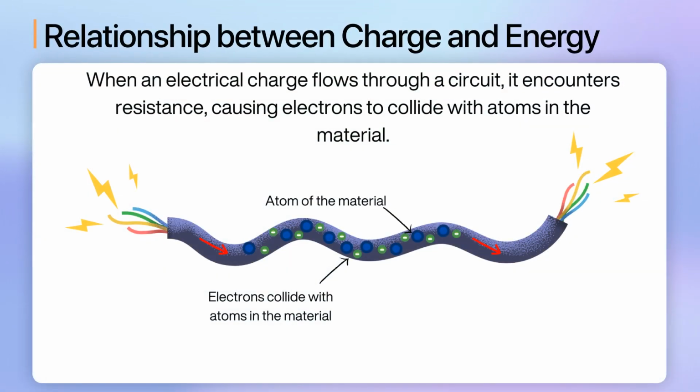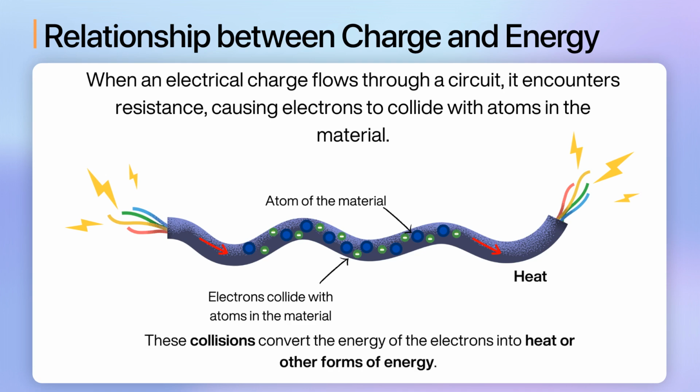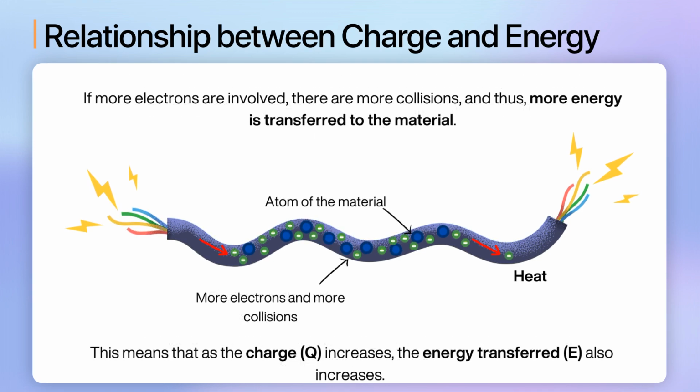When an electrical charge flows through a circuit, it encounters resistance, causing electrons to collide with atoms in the material. These collisions convert the energy of the electrons into heat or other forms of energy. If more electrons are involved, there are more collisions, and thus more energy is transferred to the material. This means that as the charge Q increases, the energy transferred, E, also increases.